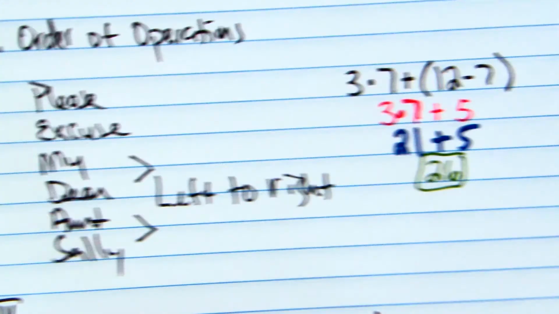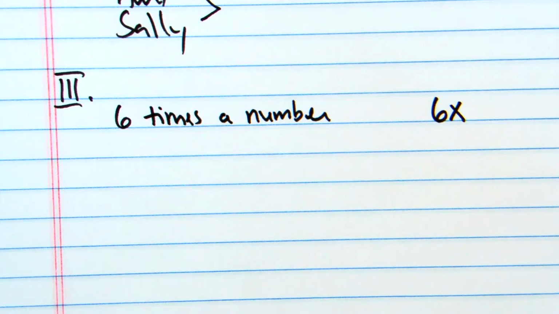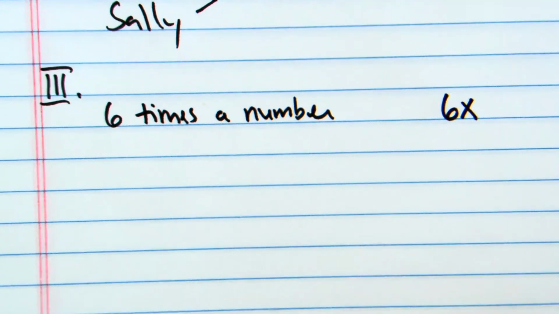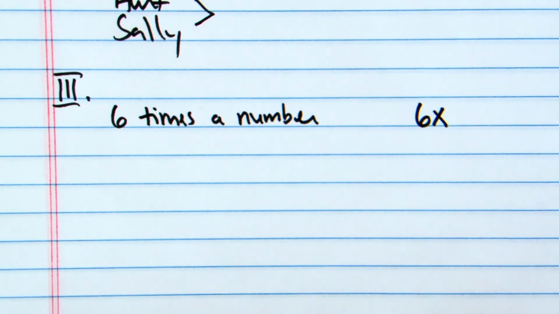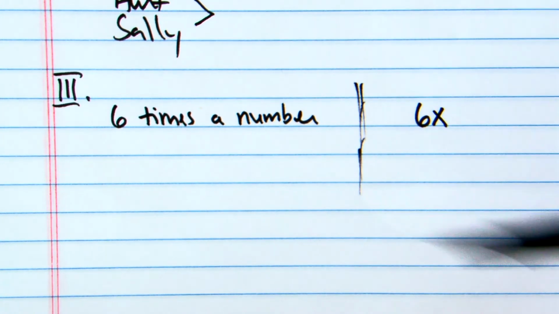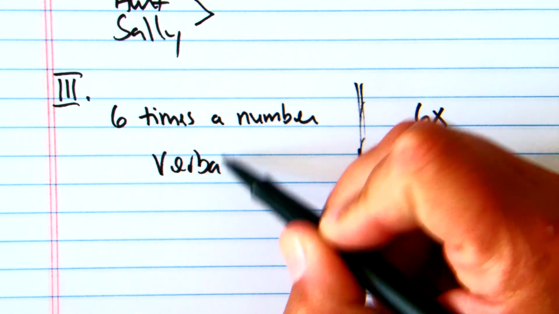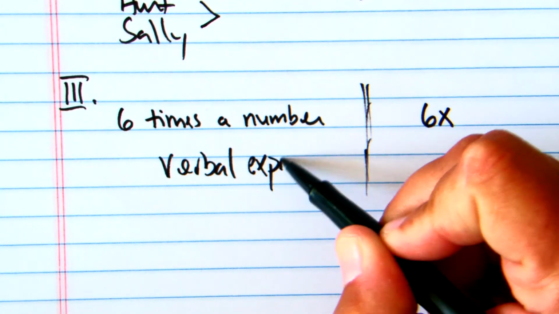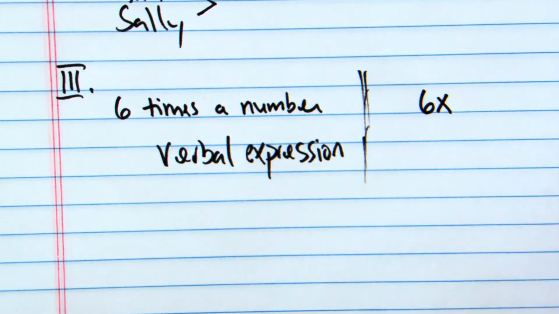Alright, section 3. Section 3 is a matching section. It's only got about 4 questions. And the example that I give you, on the left side of the matching, might say something like 6 times a number. That's a verbal expression that we need to know how to translate into, I guess you would say, a numerical expression, or numbers and variables.